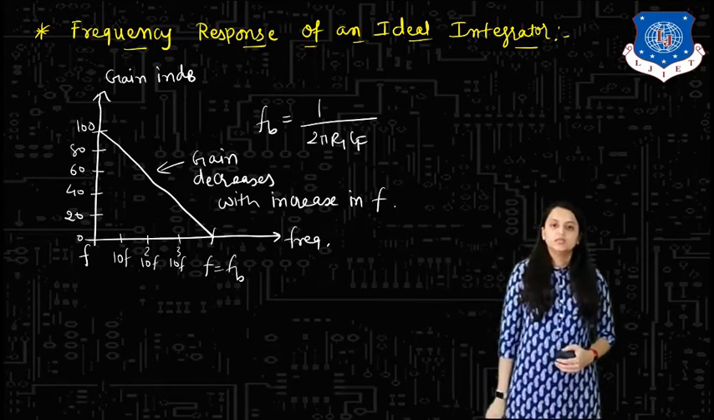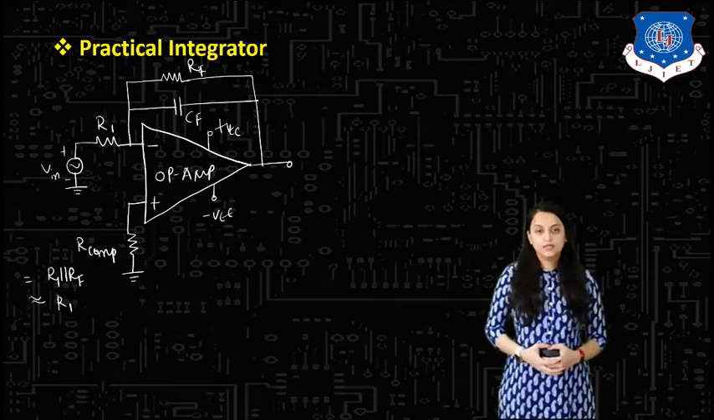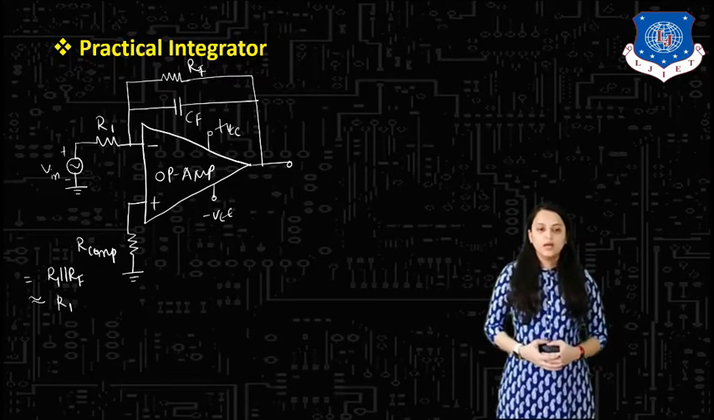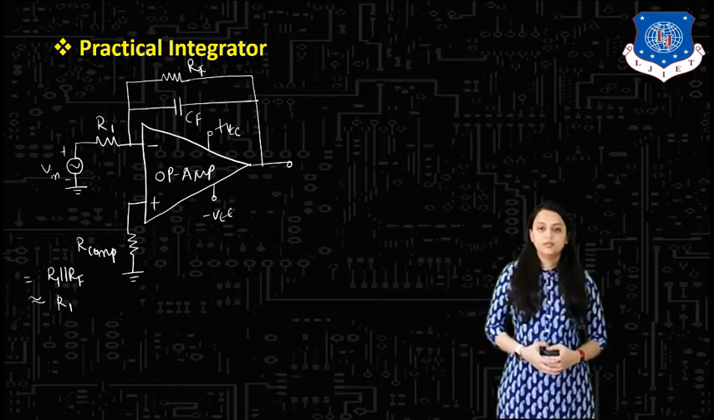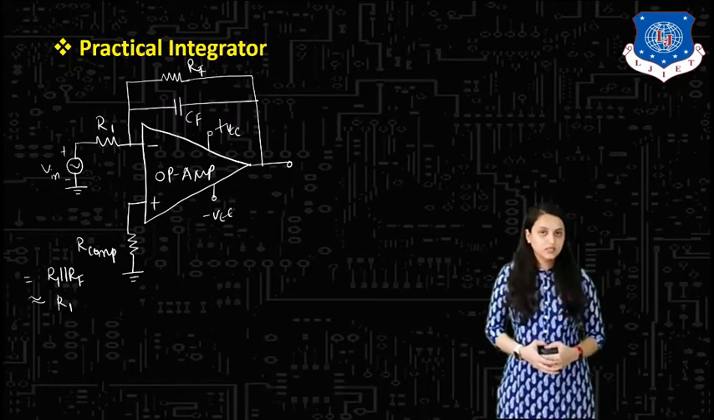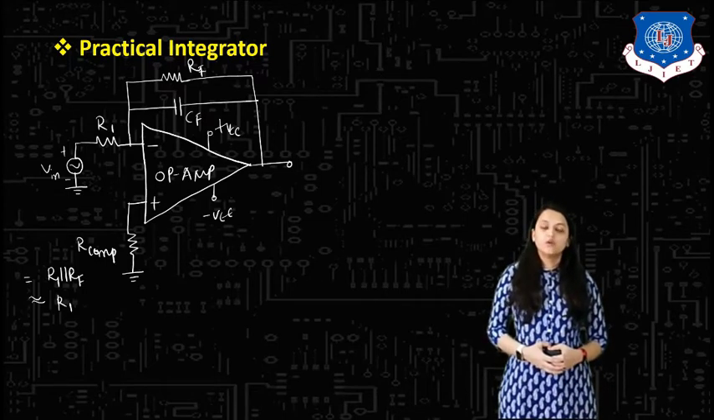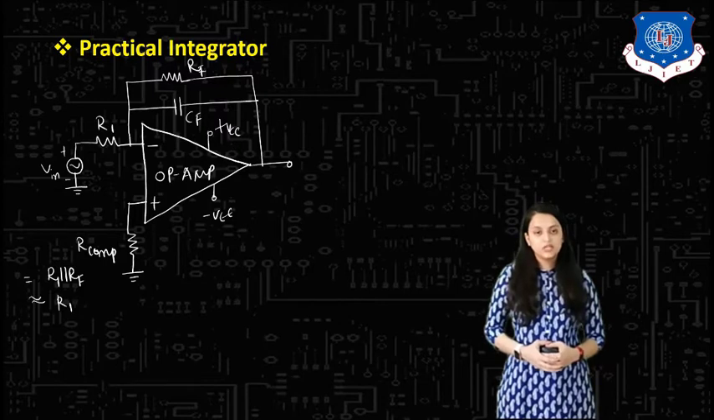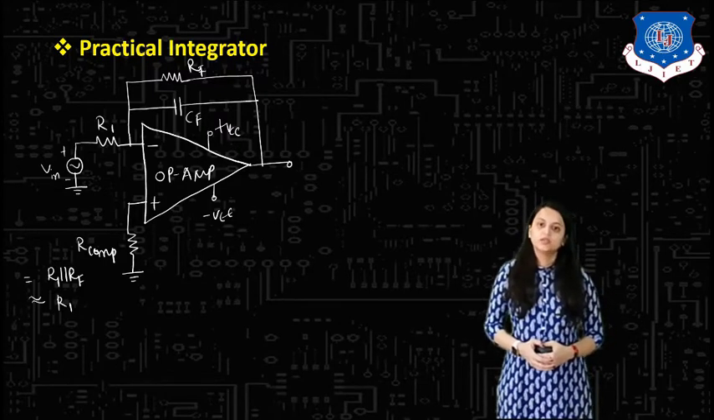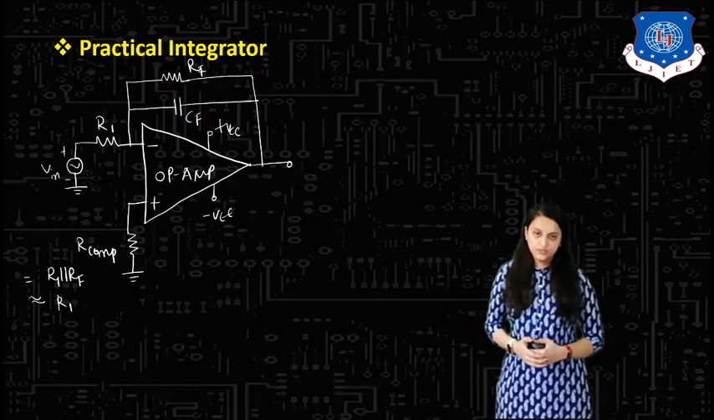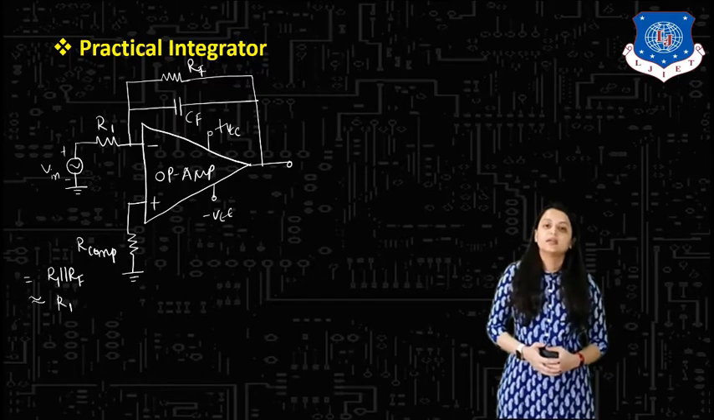Okay. Now we are moving to the practical integrator. As I have said earlier, in the practical integrator, in the feedback, along with the capacitor, a resistance is placed. Here we are also using the inverting op-amp configuration, so the input is given to the inverting terminal only. Here the input resistance is R1, CF is the feedback capacitance, and RF is the feedback resistance.